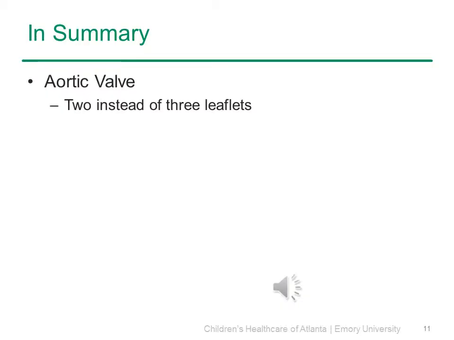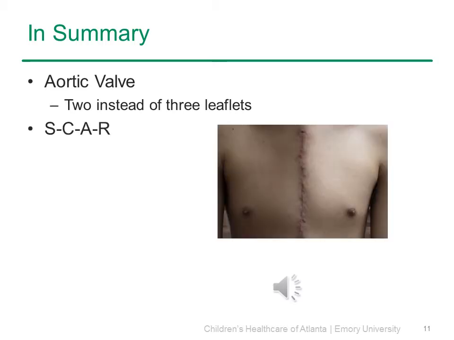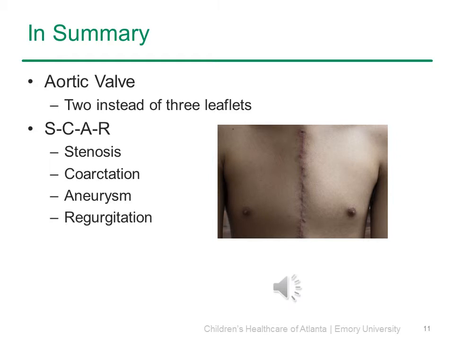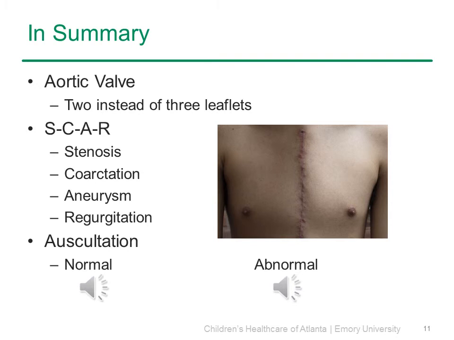So in summary, an aortic valve that is bicuspid has two instead of three leaflets. This is important because people with a bicuspid aortic valve are at increased risk for stenosis, other left-sided heart lesions such as coarctation of the aorta, aneurysm or dilation of the ascending aorta, and also regurgitation of that aortic valve. And again, based on auscultation, this systolic ejection click is classically described as associated with a bicuspid aortic valve.